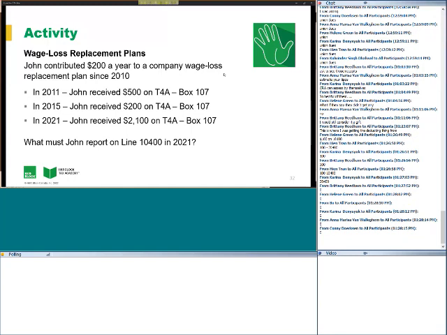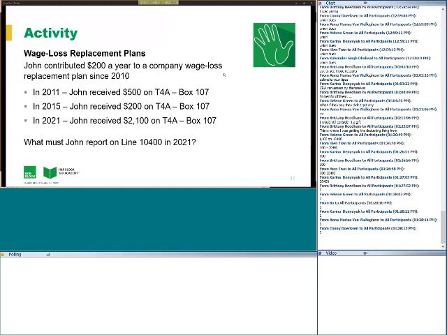Now, the CRA knows that he has a T4A. They're probably going to write him a letter and say, why didn't you report your income? And you're going to say, because I have this very helpful letter from my employer that says I made contributions to a wage loss replacement program, and they will allow him to not report the income because it's not taxable. Excellent. Then we're going to get to 2021.